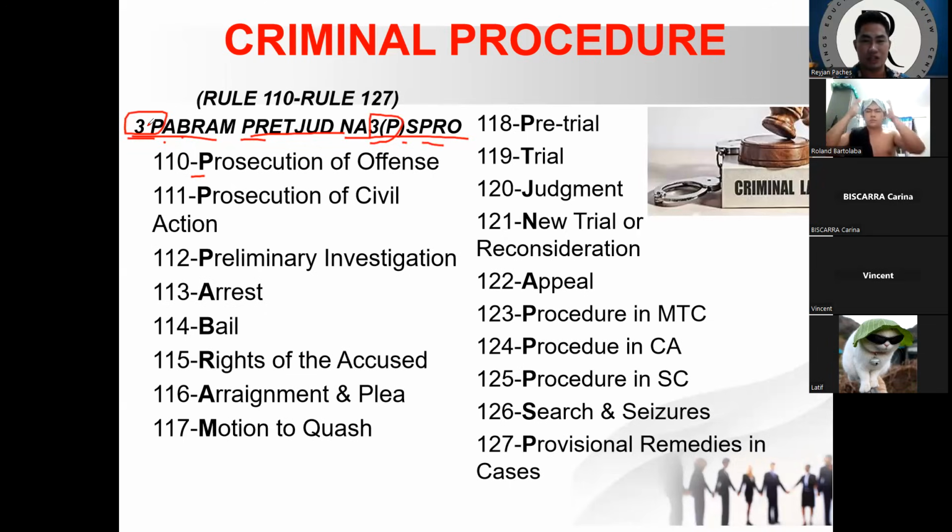The Jude naman is judgment, Rule 120. Rule 121, that is new trial or reconsideration. The A, that is appeal. The 3P naman, class, procedure in MTC, procedure in CA, and procedure in SC. Then we have what we call the 126. The S stands for search and seizure. And then Rule 127 naman, class, that is provisional remedies in cases. So those are the rules, class, under the criminal procedure.